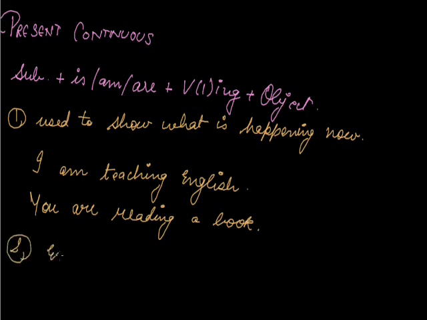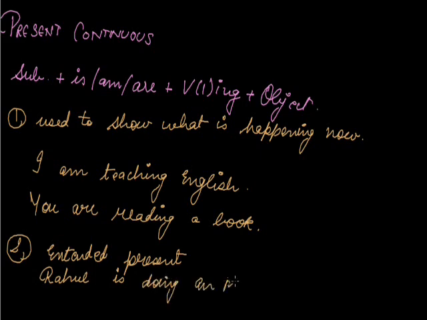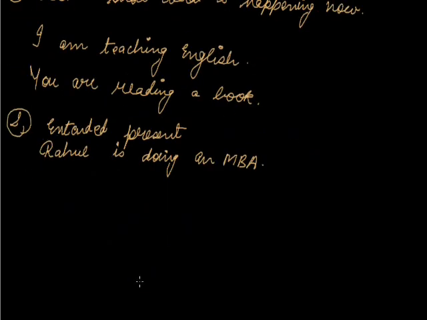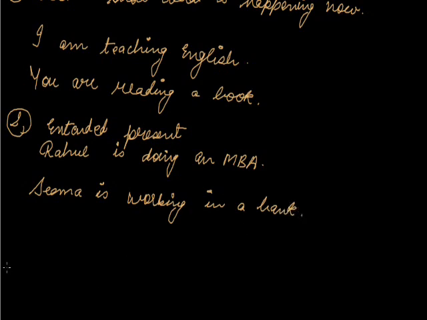Second use is extended present. Extended present means, for example, if I say Rahul is doing an MBA. Extended present means things that are going on right now. He is doing an MBA, he is pursuing an MBA. So it will come under extended present. Another example, Seema is working in a bank. So these are two examples where it is extended present and we are using present continuous tense. Now the third use of present continuous tense is comment on someone.